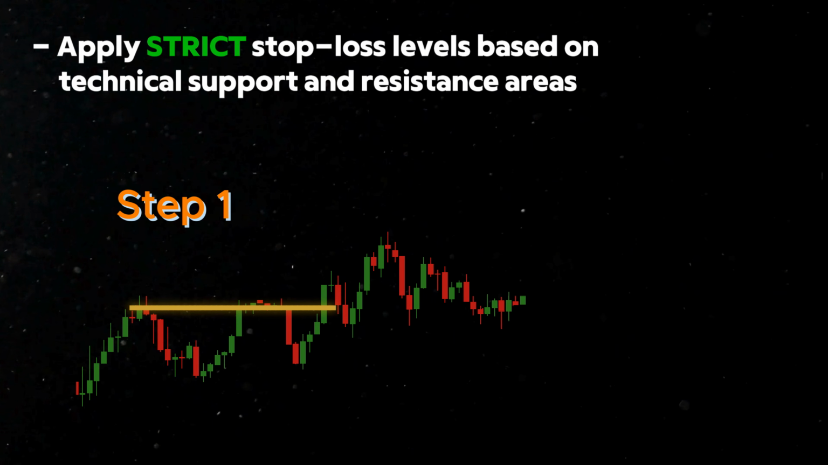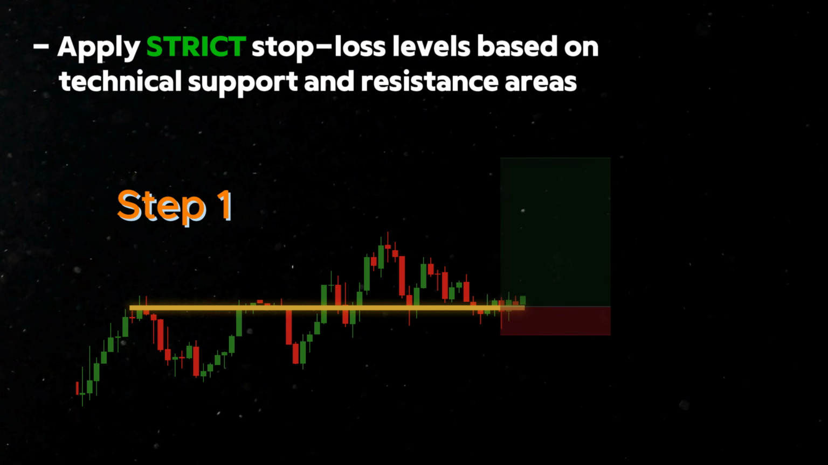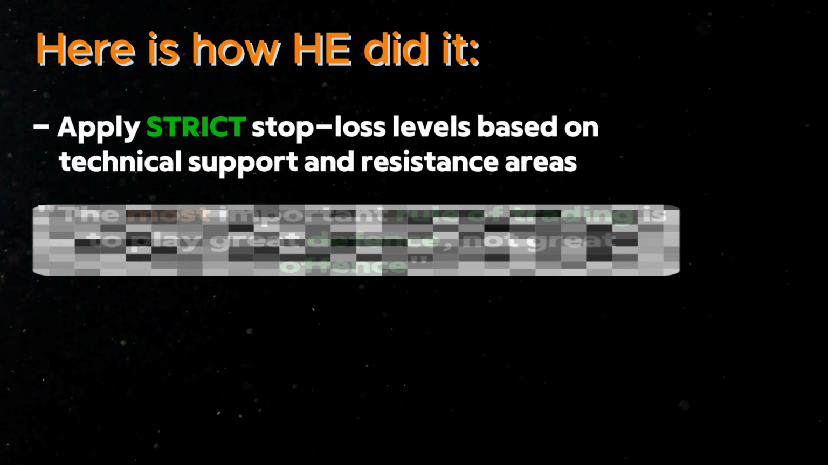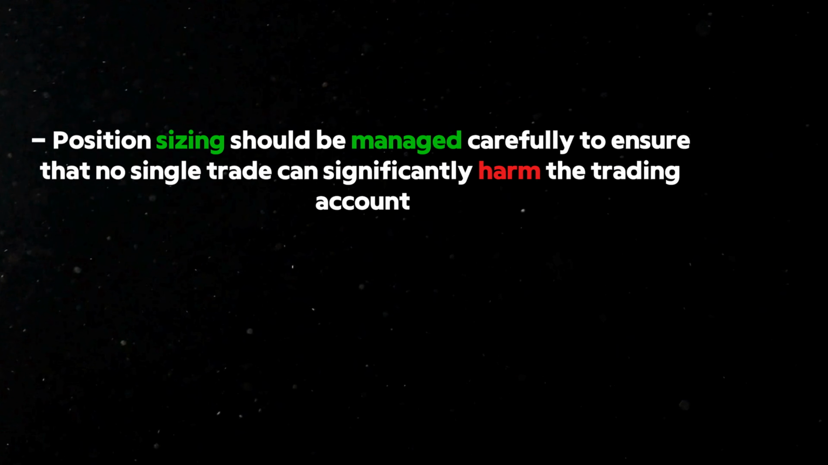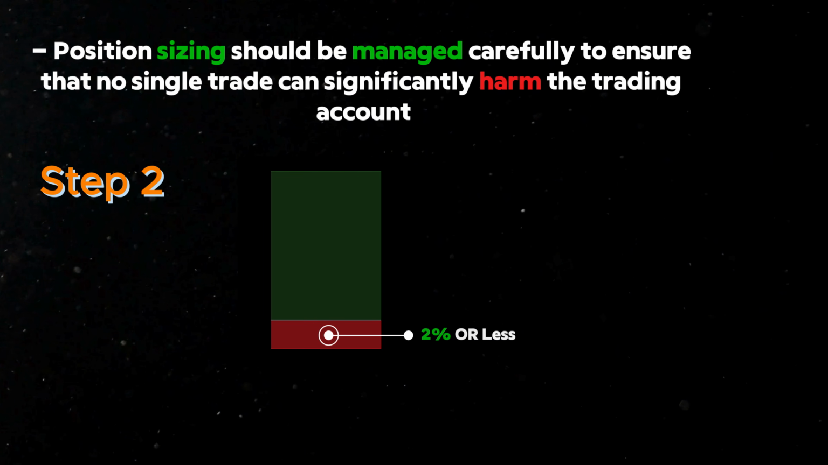First, draw a support and resistance area. Then when you place a trade, very important, your stop-loss should be between 5 to 10 pips below or above the support and resistance area. Step 2. Position sizing should be managed carefully to ensure that no single trade can significantly harm the trading account. That means that you should be risking 2% or less of your trading balance if you are not an experienced trader.